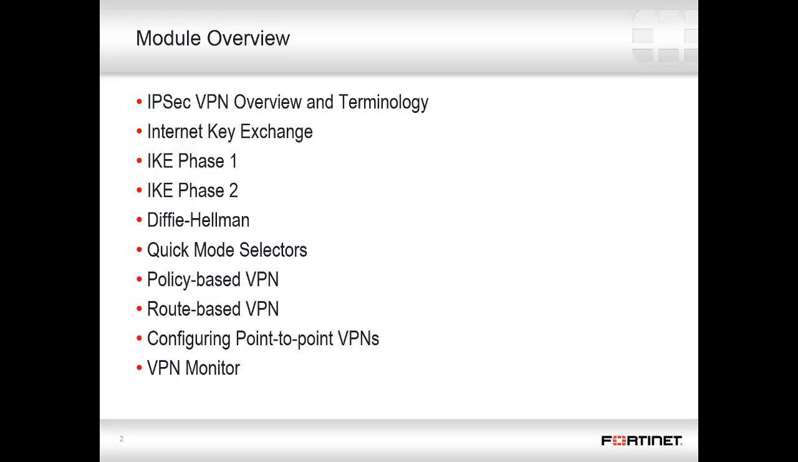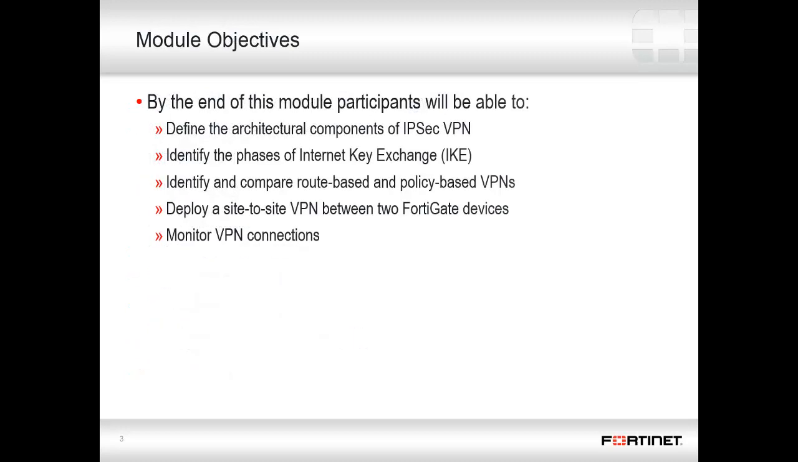These are the topics we will cover in this module. We will present an overview of the IPSec technology, which includes Internet Key Exchange, Phase 1, Phase 2, Diffie-Hellman, and Quick Mode selectors. You will also learn about policy-based and route-based VPNs and how to use the VPN monitor. This module is an introduction to IPSec VPNs. It is the first of two modules dedicated to this technology in the FCNSA and FCNSB curriculum. The other IPSec module, which is part of our FCNSB training, offers a more advanced analysis.